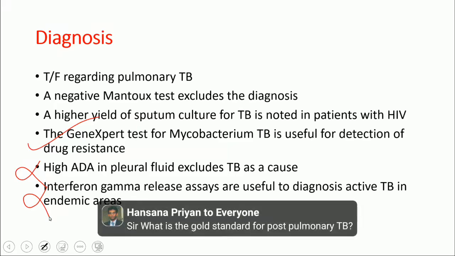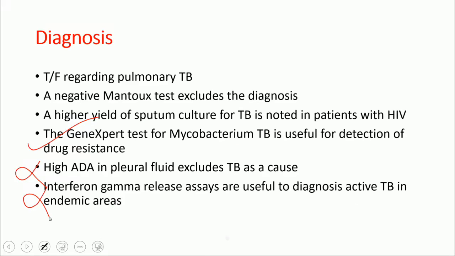So the gold standard currently for diagnosing post-primary TB is the AFB culture and gene expert. Those are the two commonly used methods.